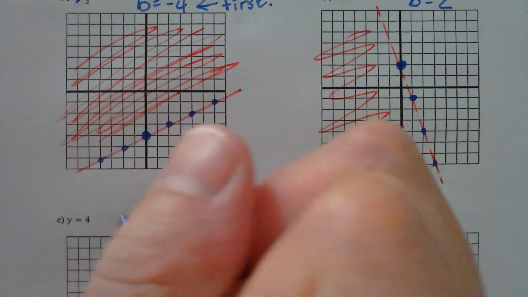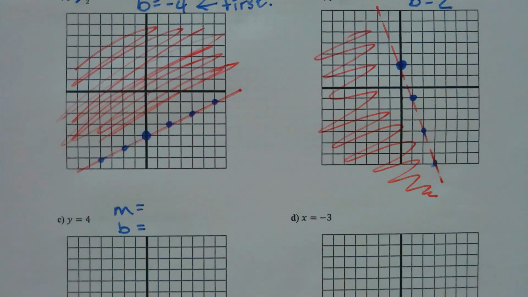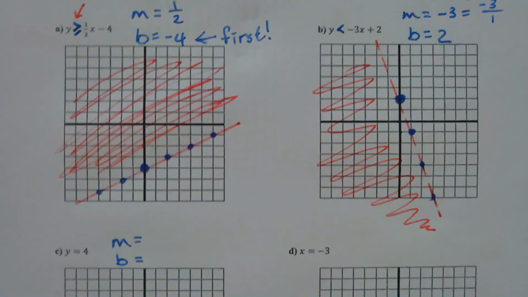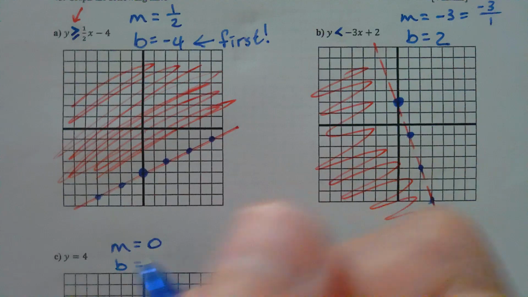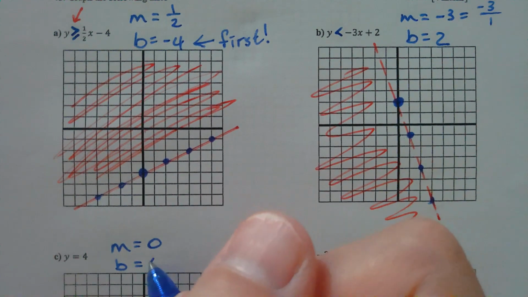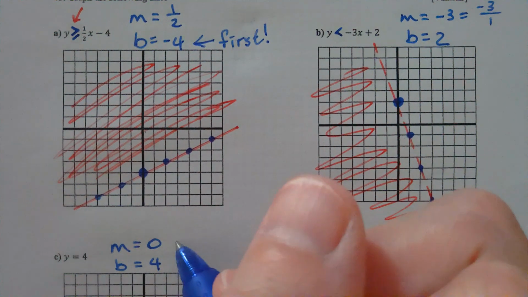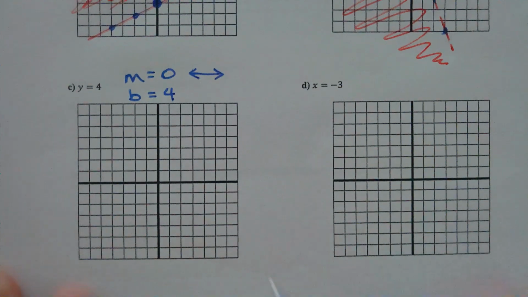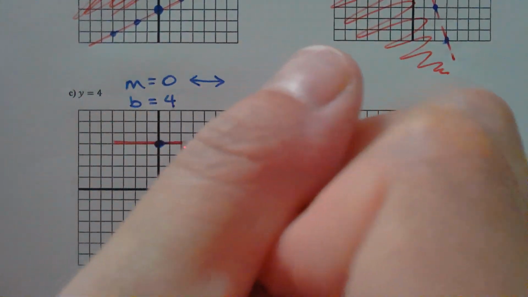Okay, and then the last two. y equals 4. What's my m? What's my b? Emmy? M is 0x. And b is 4. Whenever m is 0, what type of line are we talking about? It is a horizontal line. That's right. So y-intercept at 4, and then it's just a horizontal line at 4.